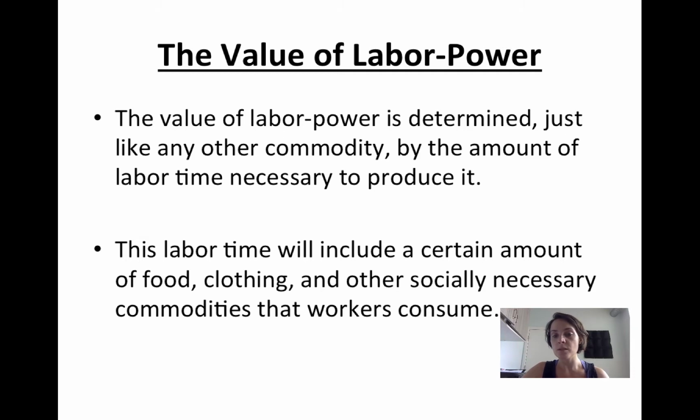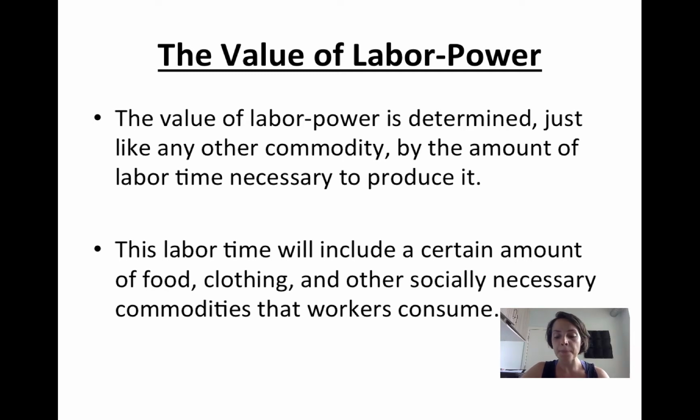In other words, it's the amount of time necessary to produce the subsistence commodities like food, clothing, and other socially necessary commodities that the workers consume. So, for example, in our society, most people need to have a phone in order to produce and reproduce themselves as a worker. So, a phone would be part of this subsistence level. So, it's socially determined and changes over time.